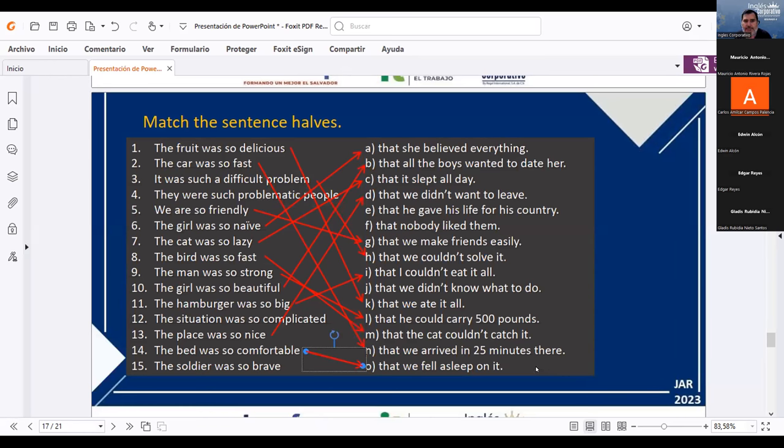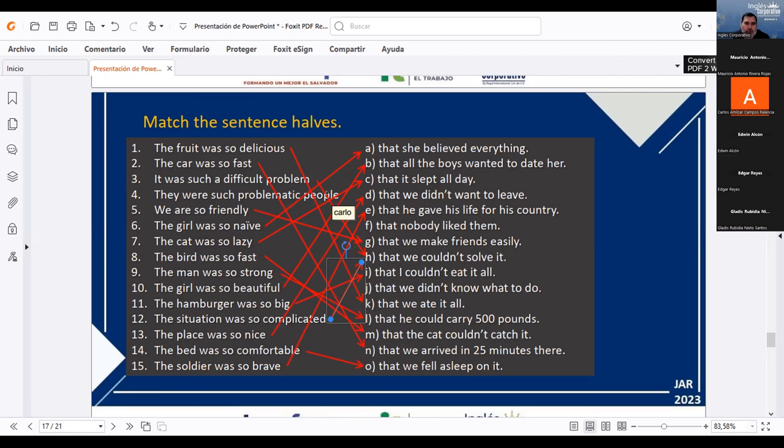The soldier was so brave that he gave his life for his country. Letter F, the situation was so complicated that nobody liked them. Situation is singular, them is plural. That we couldn't solve it. Letter H, the situation was so complicated that we couldn't solve it. And then change the number. Number four is they were such problematic people that nobody liked them.